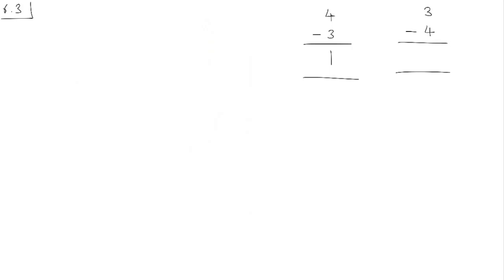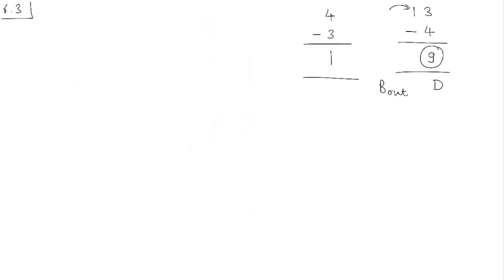So what would you have to do? You would have to borrow from this side, right? And if you borrowed, what you get is 13, and then you could do 13 take away 4, which is 9. And therefore your answer here consists of the difference, let's call the difference D, but also there is a borrow, or let's say B out.